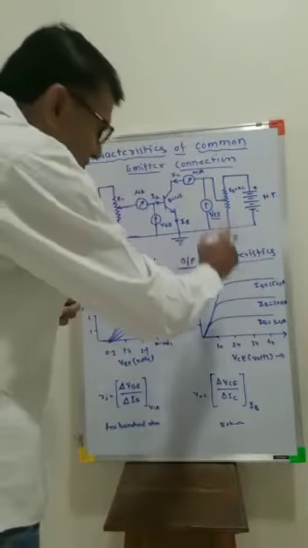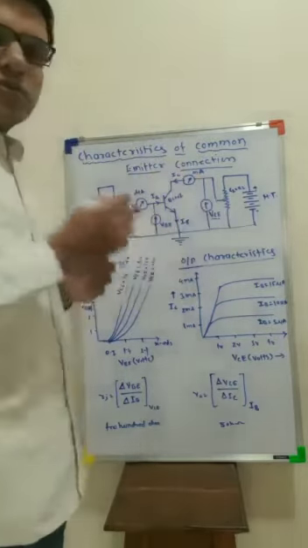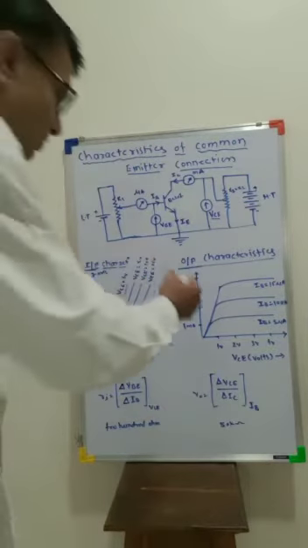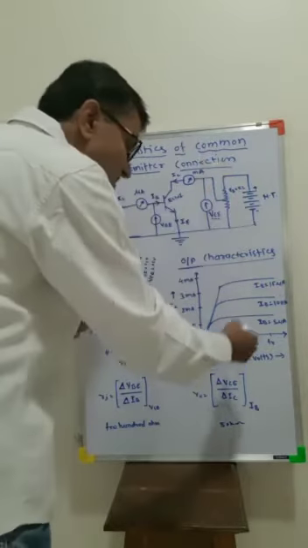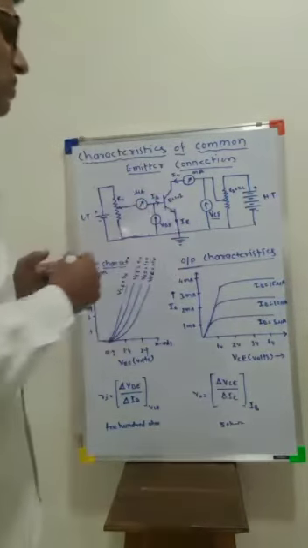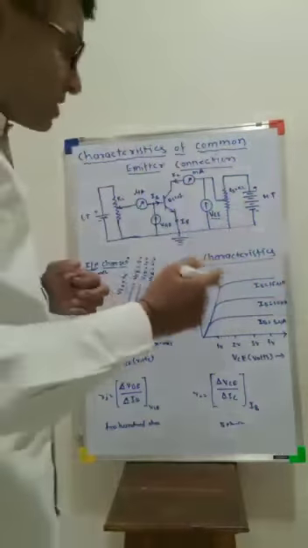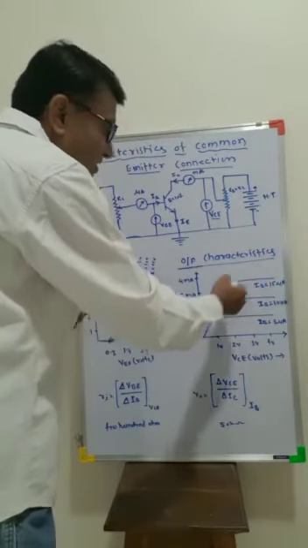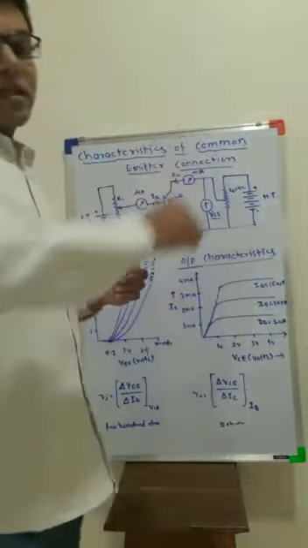Then from the output characteristics, we can easily find out the output current, output voltage, and output resistance. The output resistance is the ratio of change in output voltage to change in output current at constant input current. From this, we conclude that the output current depends entirely on the input current but is independent of the output voltage. When the input current increases, the output current also increases. Any change in output voltage has no effect on the output current.